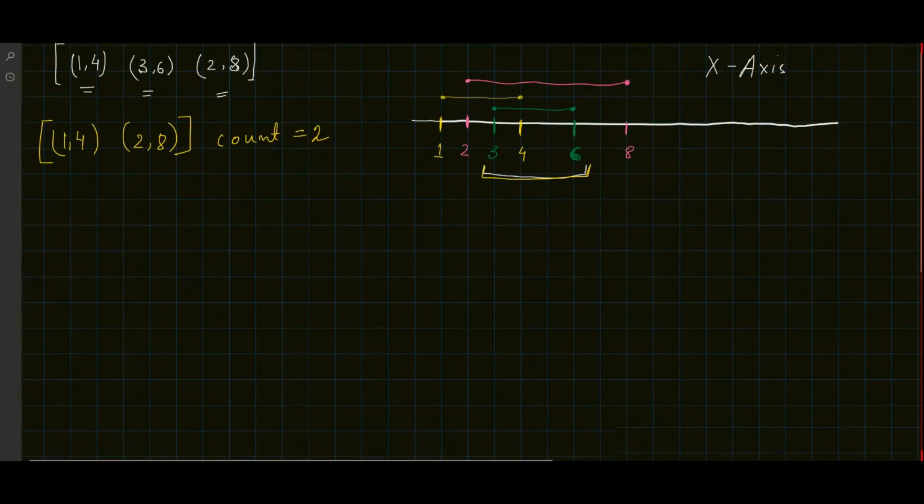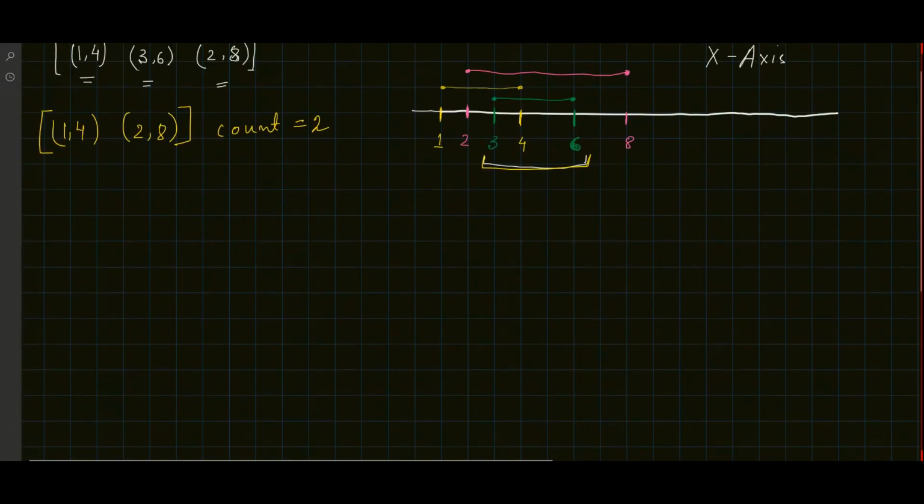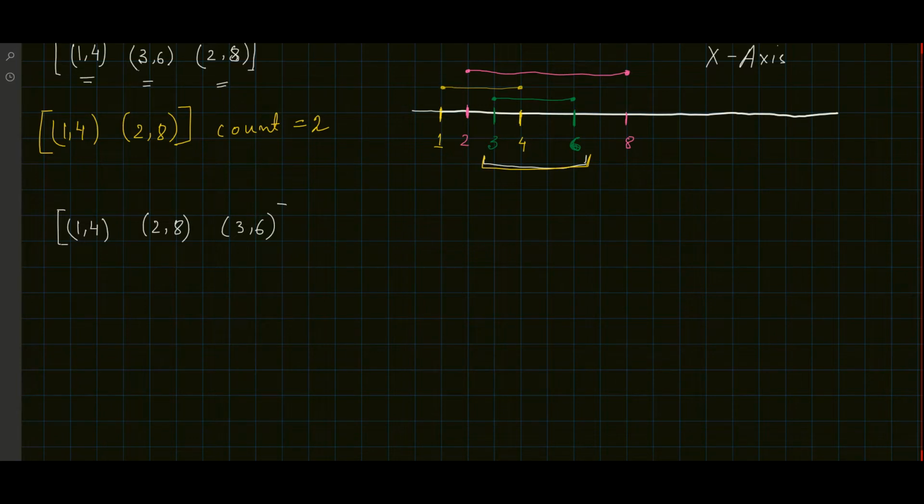How do we solve this? First of all, what I would like to do is, what if I sort these intervals? If I sort these intervals, then I'm going to get 1, 4, 2, 8 and 3, 6, right? The sorting is going to be done on the basis of the first number in the pair.